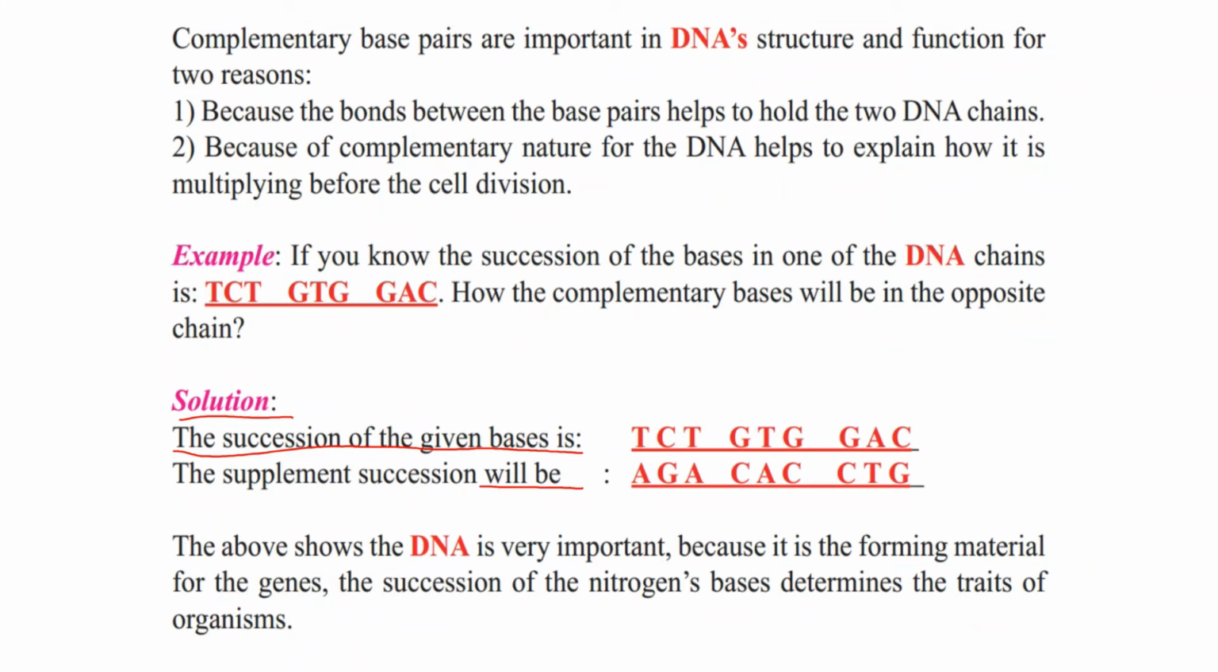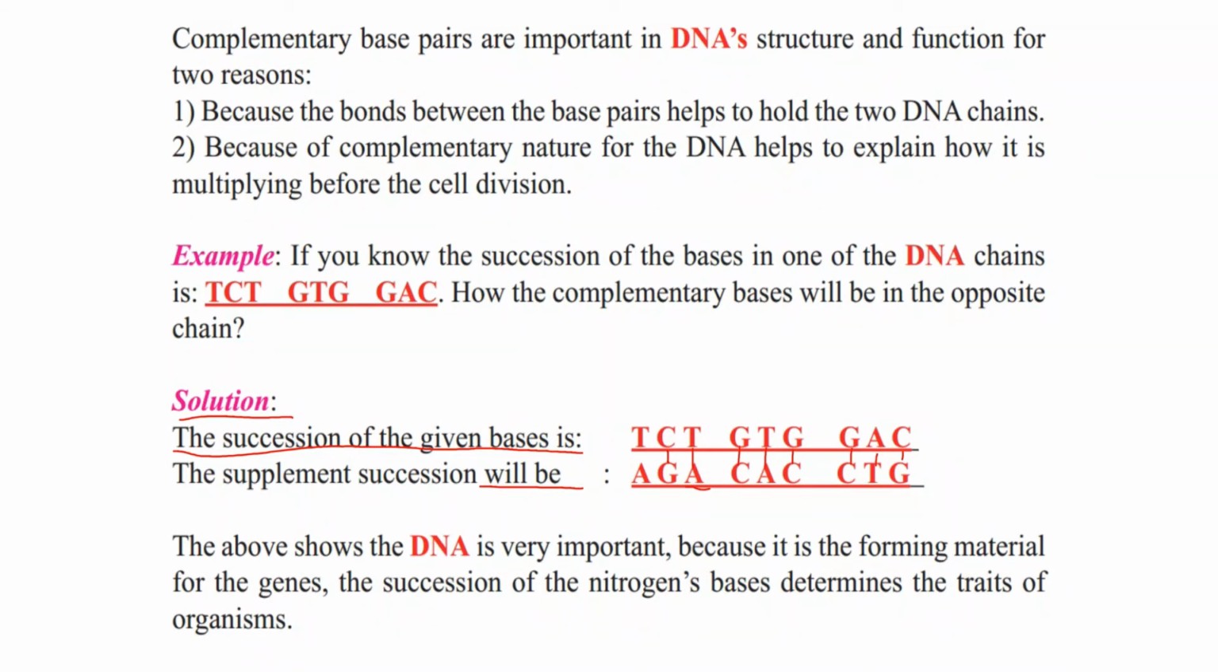We complete T with A, G with C, T with A, G with C, C, T, and G. The above shows that DNA is very important because it is the forming material for the genes. So you may remember the mutation, any of these nitrogenous bases.